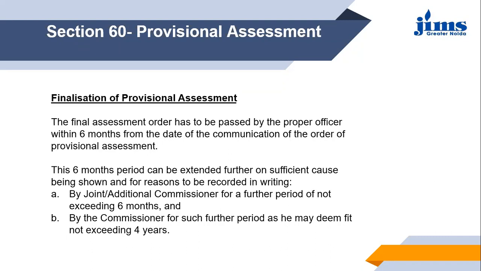Now, this period of 6 months can be further extended on the sufficient cause or reasons that the taxpayer shows in writing. It can be further extended first by the joint or the additional commissioner for a period not exceeding 6 months, if they order for the same, or by the commissioner for such further period as he may deem fit, not exceeding 4 years.